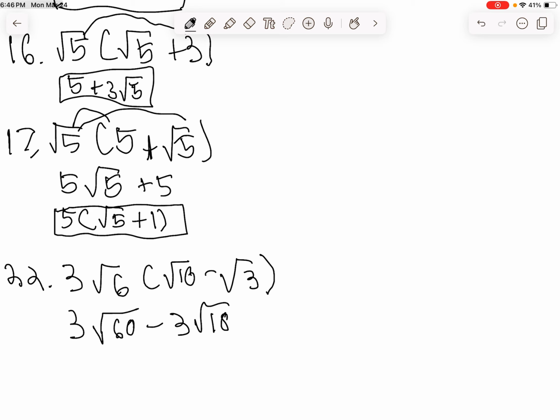I'm going to look at each of these separately with a factor tree. So 60, what are the factors of 60? How about 4 and 15? Because we established earlier that 15 can't be simplified anymore, and 4 can be written as 2 times 2. And multiply, we'll get 6 times the square root of 15 minus, and now we get to do a tree again for 18.